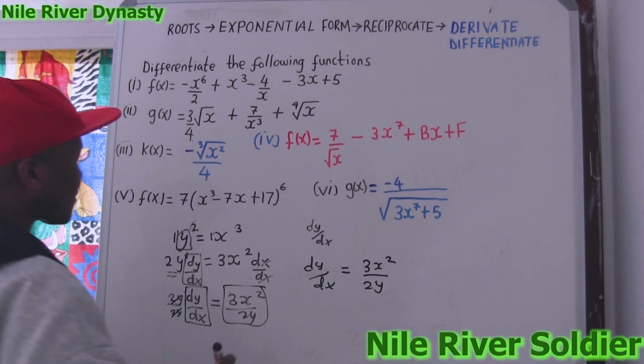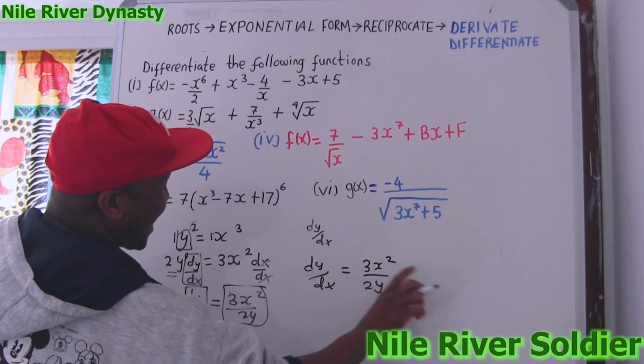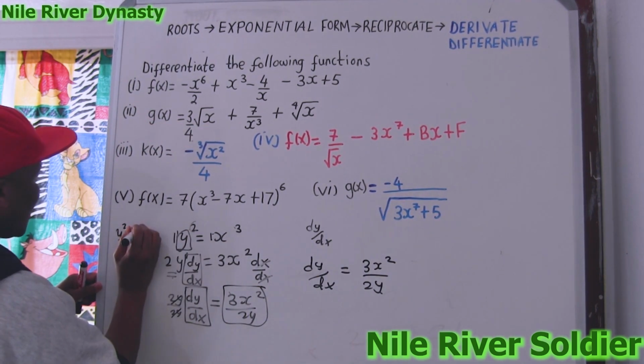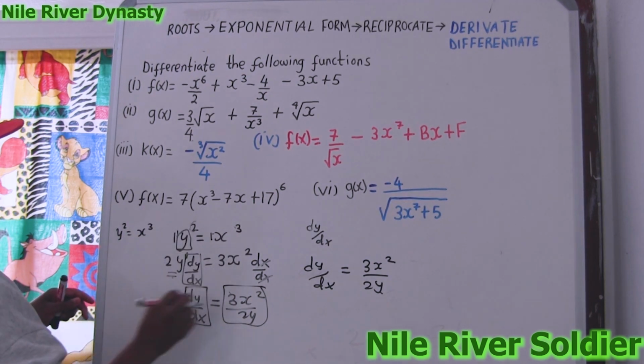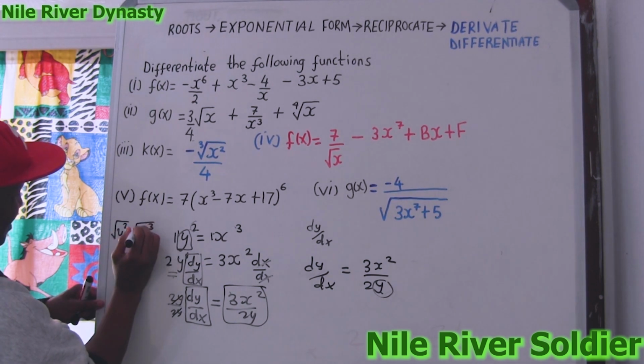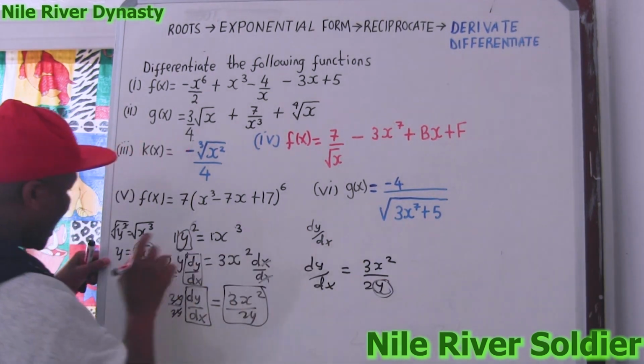But remember, after you finish, it's not good to have a y here. Everything must be in x. So what about y? You come here and say, my y squared, which I was given, equals x cubed. If I want to replace this y, what am I going to do? I just need y, so I take the square root, and this and this go. So my y equals the square root of x cubed.